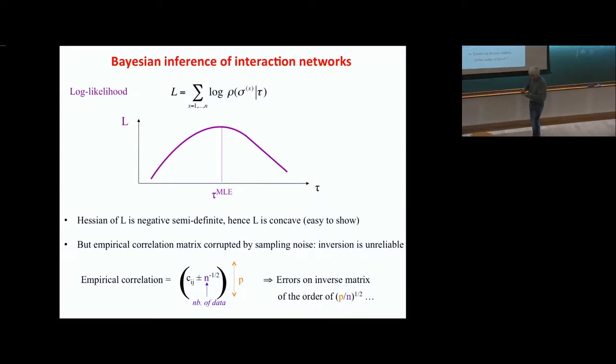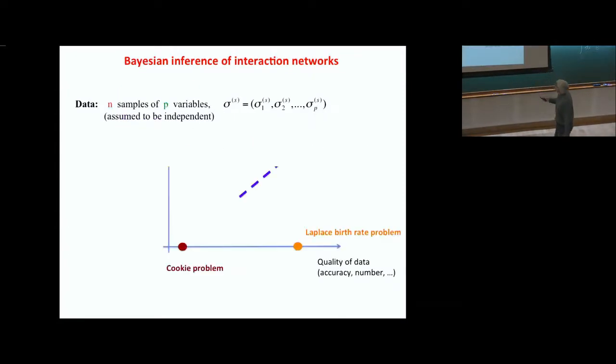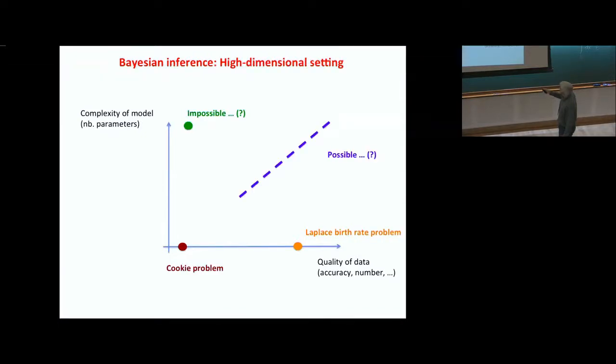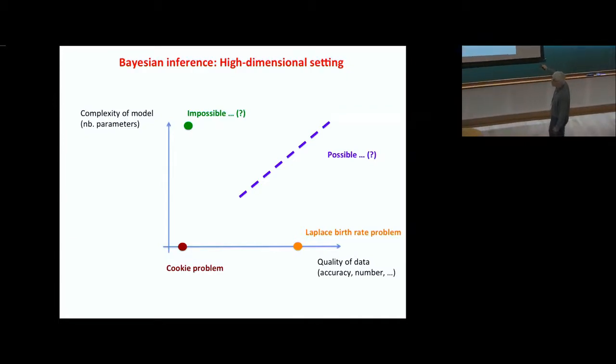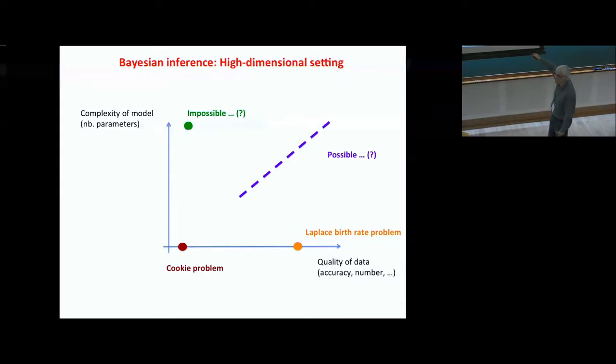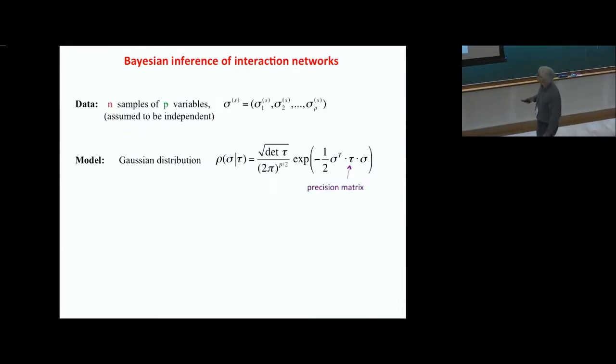So we expect that, in this plane I was mentioning here, there might be something here. So n will be the number of the data here. p will be the complexity of the model, the size of the model. Maybe when p is of the order of n, something is going on. So it's the first hint in the direction of the existence of this line. Okay?